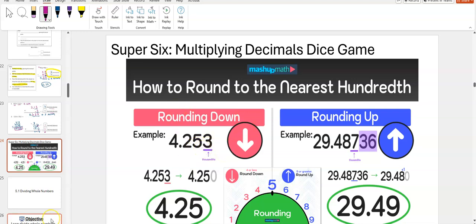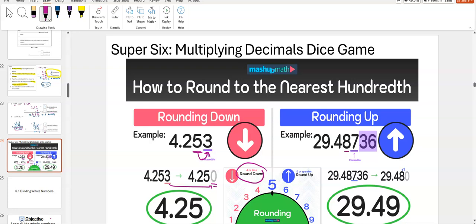So rounding down, if I am rounding to the 100th spot, which is what we'll usually round to, I look at the 100th spot, 5. I look to the right to the 1000th spot, which is a 3, and I ask myself, if it is 4 or less, I round down, and rounding down means I round that number to a 0. I'm turning the 3 into a 0, which means it goes away. And this number here would turn into 4.25.